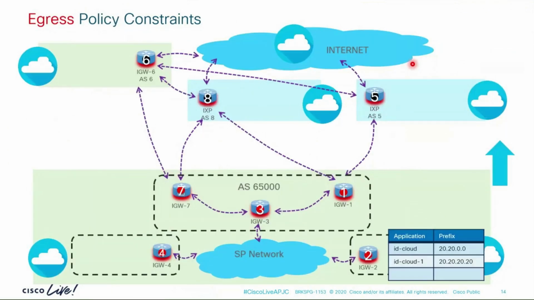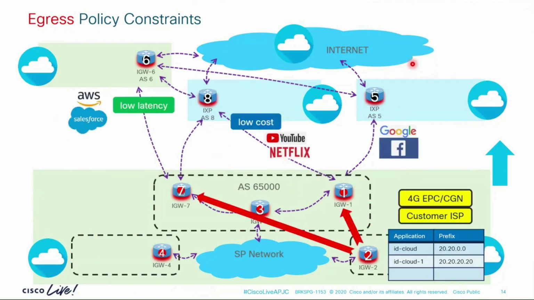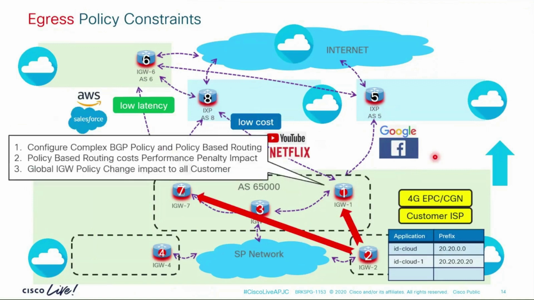Okay, now let's take a look at the egress, the outgoing, the upstream traffic from the customer. Still, we have so many destinations on the internet: the public cloud, the entertainment apps, and the social media apps, right? So we would like to have very granular capability to steer from this customer towards certain internet apps using a certain peer link.